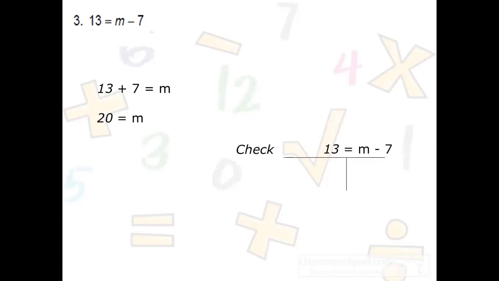So for checking, we have 13 on this side and we replace m with 20. So 20 minus 7 will give you 13. So this side also has 13, that side also has 13. Now this one is a decimal question, so you have to align or write the decimals right under each other when you're solving. X equals 9.1 minus 3.5, so that has to give you an answer of 5.7.